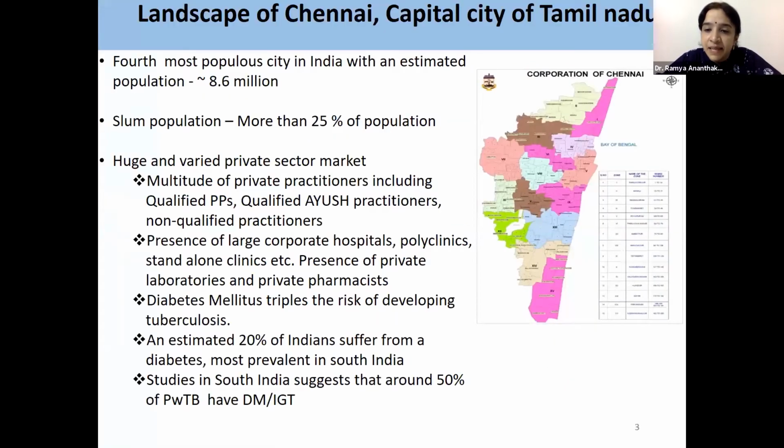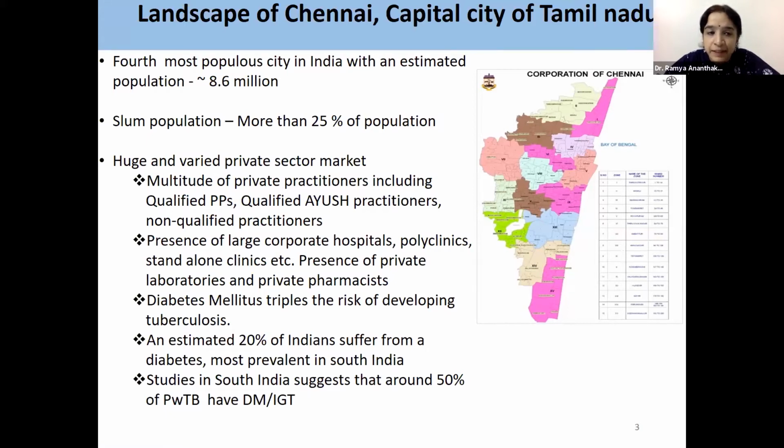So the next set of slides, I'm going to be presenting to you from the work that we actually do, providing care and support to people with NCD and TB in the city of Chennai. As I mentioned, the city of Chennai has about 8.6 million population and is a coastal city in south India. There is a huge and varied private sector in the city, as is the case in any urban setting in the country. There's a multitude of private sector players like hospitals, polyclinics, pharmacies, laboratories, etc.